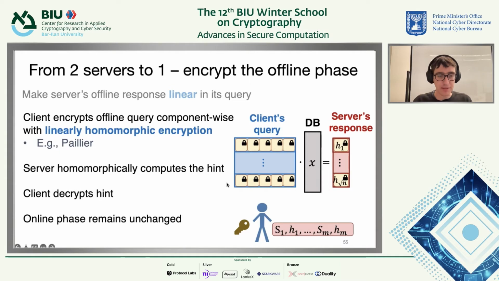So the nice thing about it is now the online phase can remain unchanged. In particular, we don't need to use this linearly homomorphic encryption in the online phase, because we only need to hide the offline process from the single server. So we encrypted that, and we're keeping the online phase the same. Since the offline phase is just restructured but gives us the same output, we can run the online phase just as in the two server case. Any questions on that?